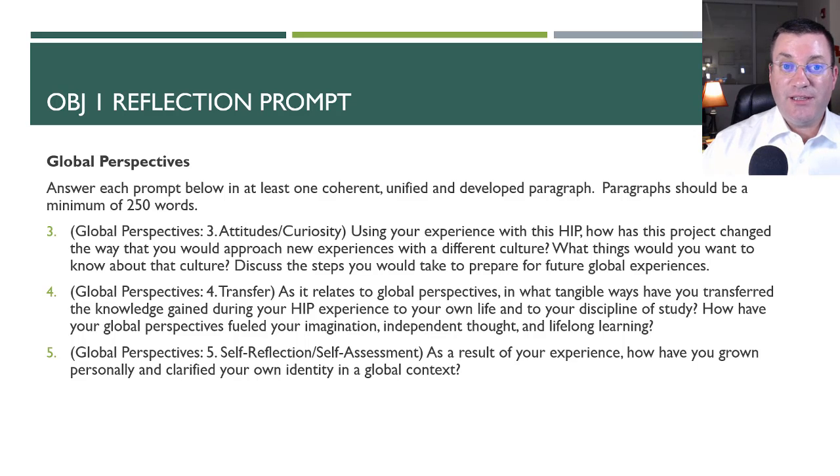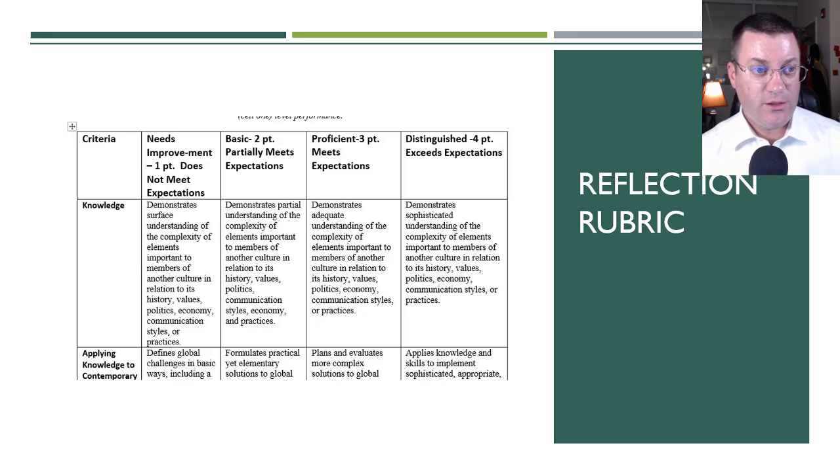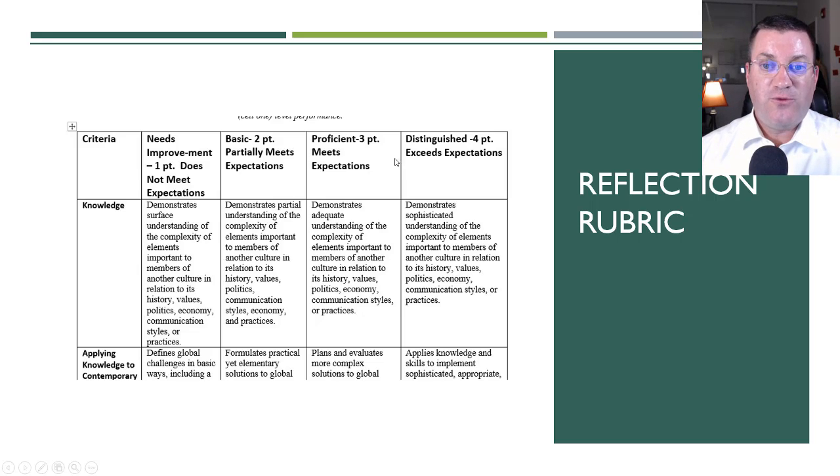So they go through the high-impact assignment, the high-impact project. You give them these 5 prompts. They write a paragraph on each of them, and then you'll score them using a rubric. The rubric is already developed for you too. So, for example, knowledge, that was the first question. We have 4 different levels here: needs improvement, basic, proficient, distinguished.